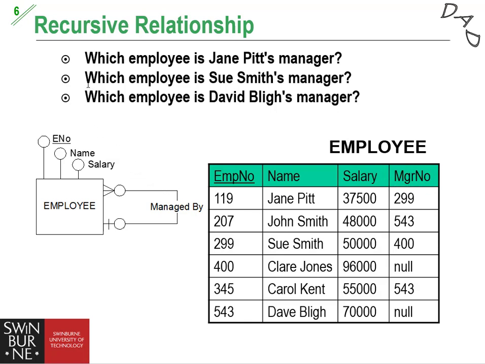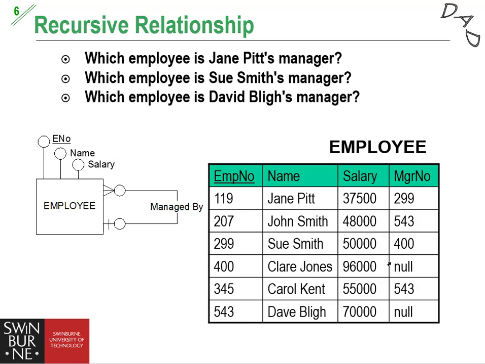Right. So we have a bunch of questions here. Which employee is Jane Pitt's manager? So Jane Pitt is employee number 119. Jane Pitt is managed by manager number 299. So number 299 is Sue Smith. Sue Smith has another manager, number 400. Number 400 is Claire Jones. And Claire Jones' manager number is now. In other words, the foreign key is null.